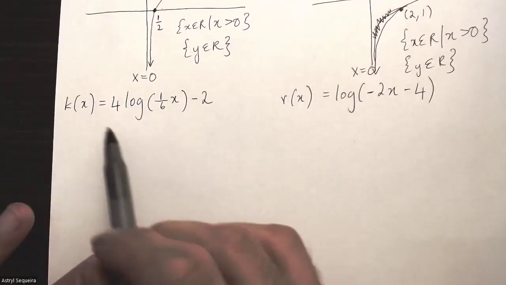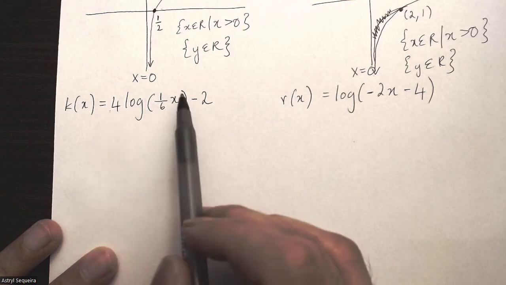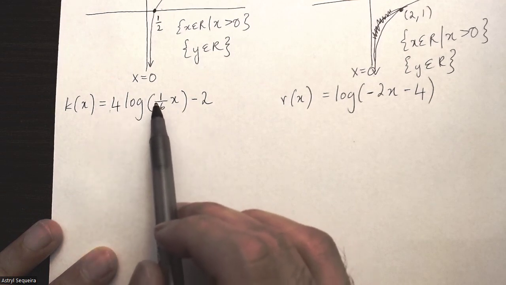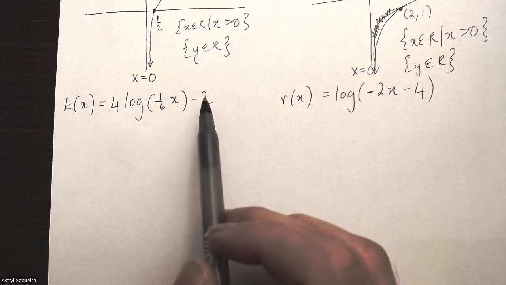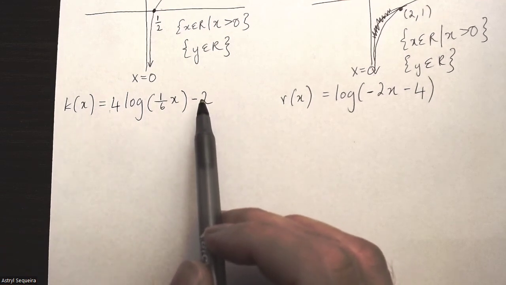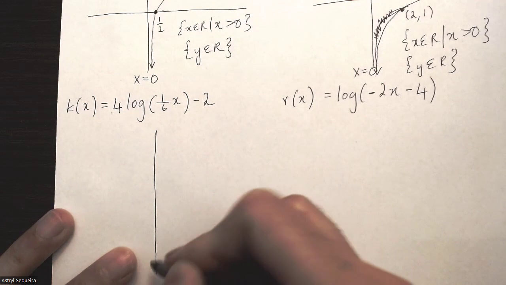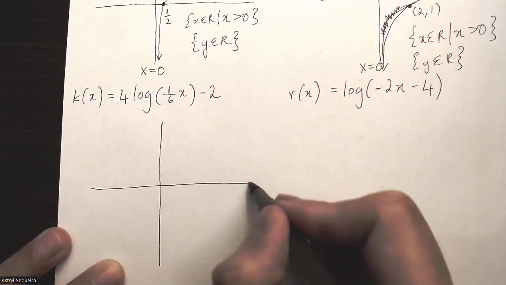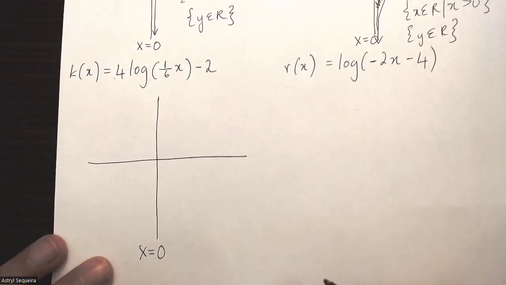All right, let's go to the fifth question here. In this one, we have a vertical stretch by a factor of 4. We have a horizontal stretch by a factor of 6. And we have down by 2 units. So none of these affect the vertical asymptote, which is just x equals 0 again.